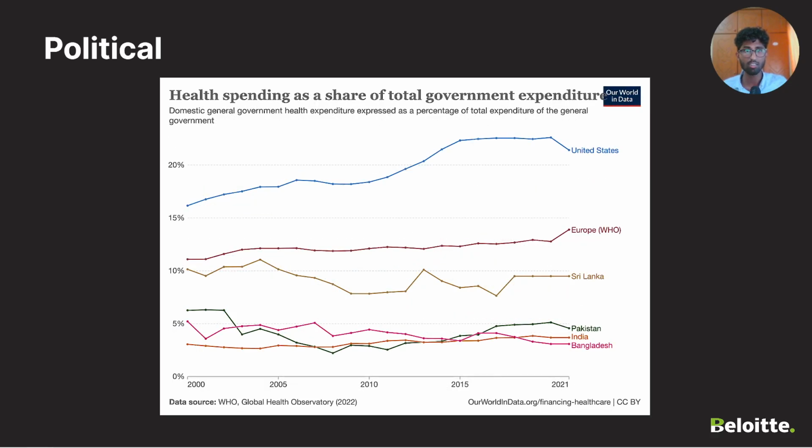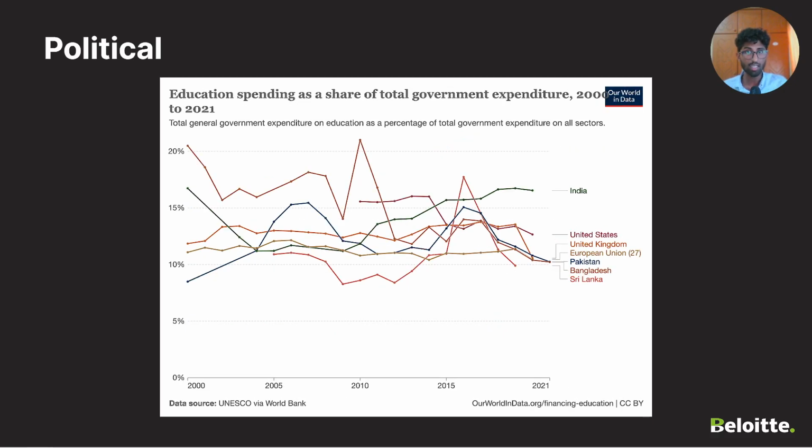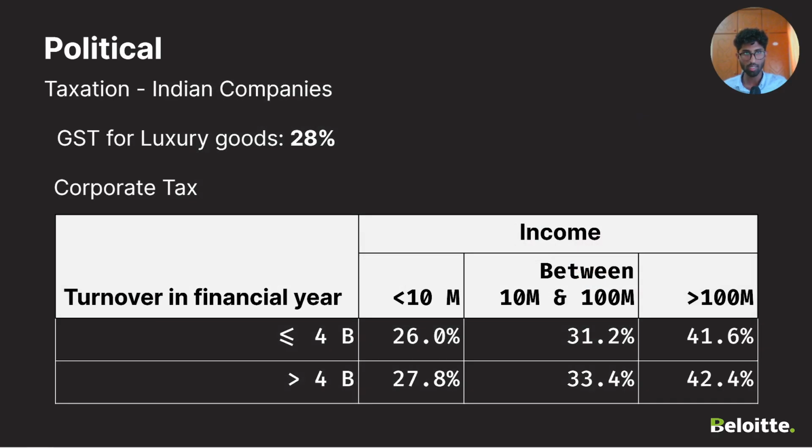So we can see health expenditure as well. India is not performing the best. However, in education spending, India has been one of the top countries globally. So India is going towards a more progressive aspect. And now let's look at taxation.